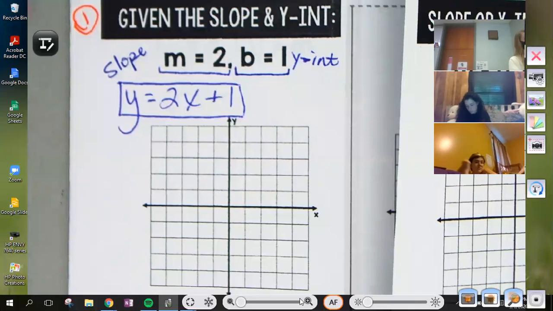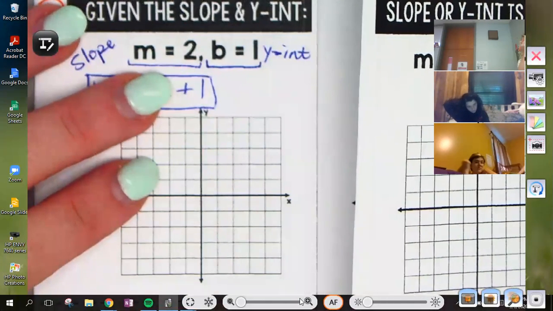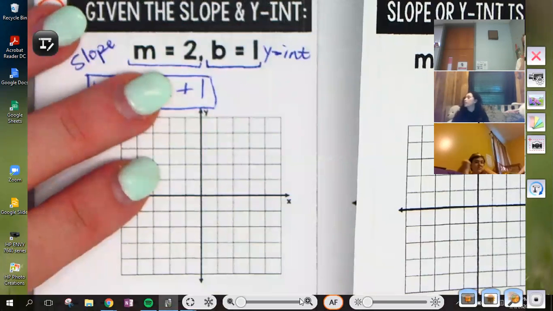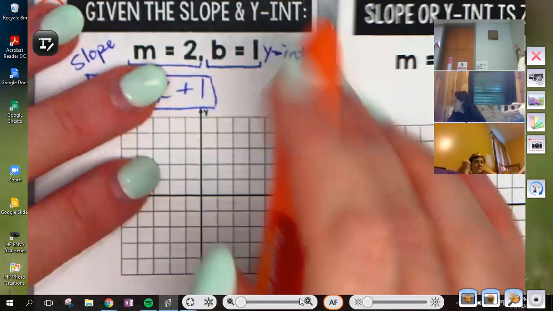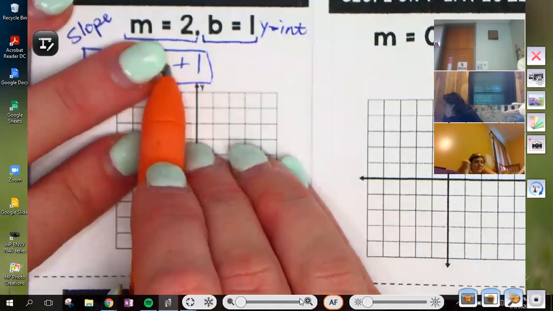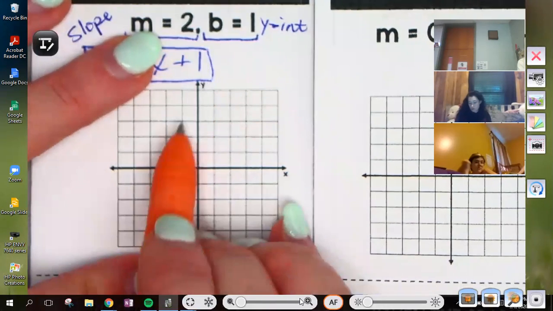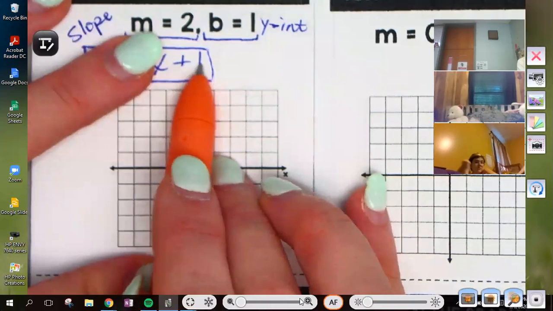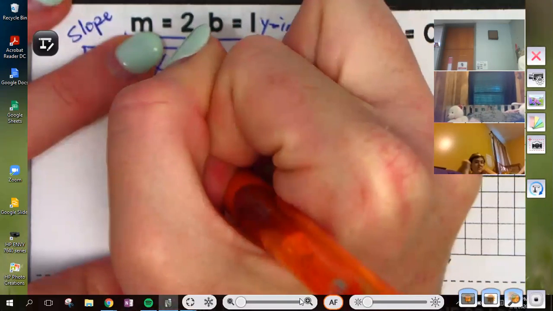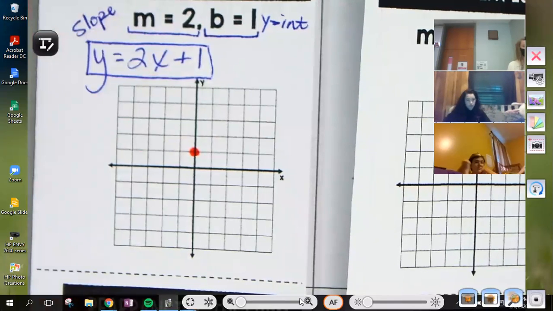What's my starting point with this equation? Where do I start? No, 1. My 1. Why do I start with my 1? That's my y-intercept. So what does it mean to have a y-intercept? That's where it crosses the y-axis, okay? So it's going to cross through my y-axis where? At positive 1. So I'm going to look at my y-axis, which is the vertical one, and then I'm going to go to positive 1 and graph it. Okay, not bad.